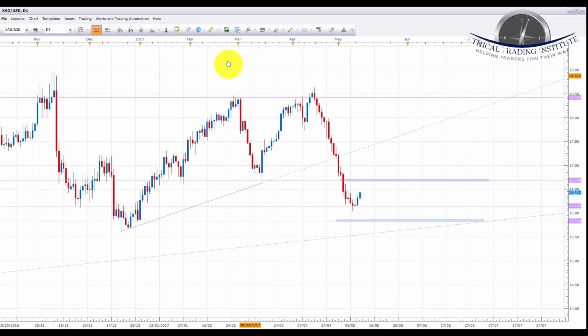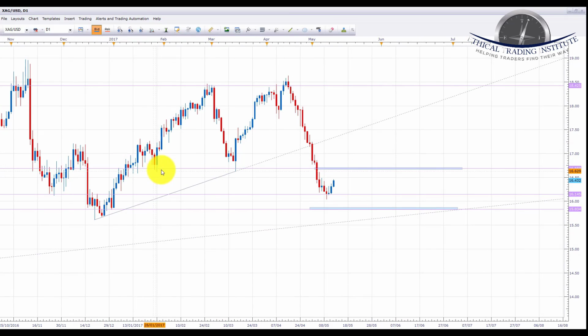And finally, we're going to finish with silver. Silver, we had this kind of big range that started to form. As you can see, it bounced here, bounced up to here, bounced from here down to here, bounced from here up to here, bounced from here, came down to here, but it didn't bounce this time. It actually went straight through, and it has found support now at the 16.14 area.